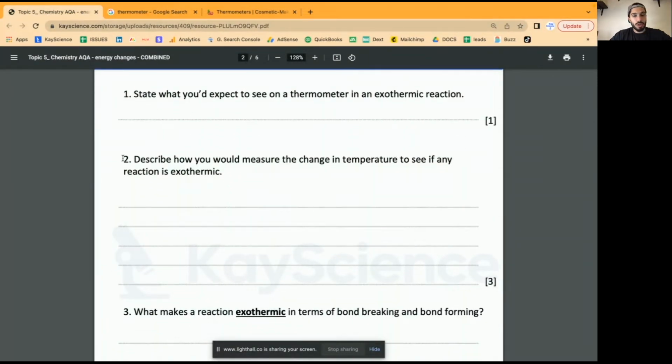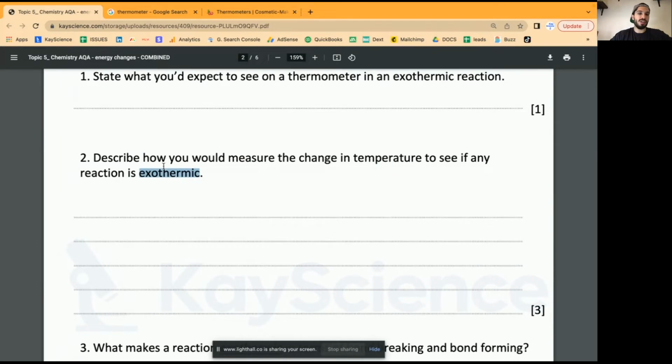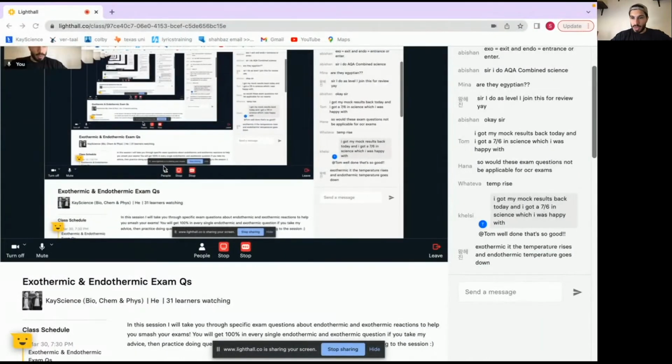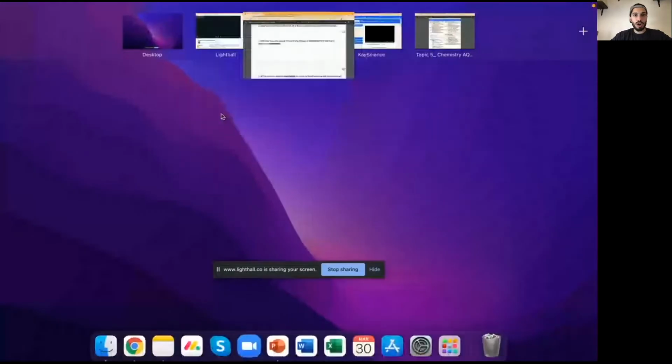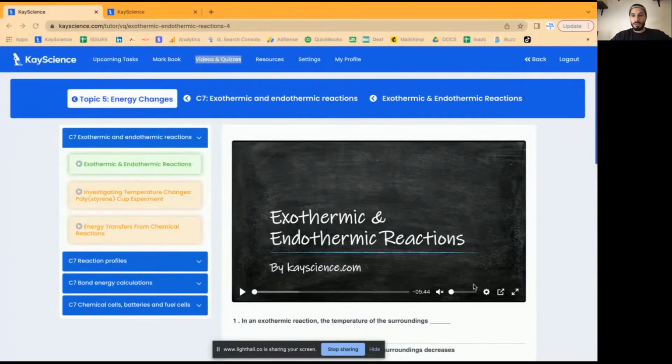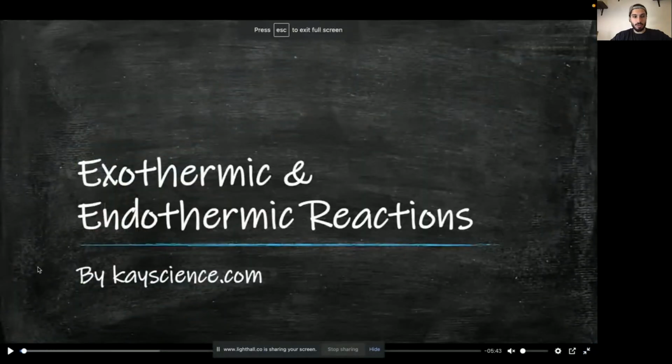Now, question two: describe how you would measure the change in temperature to see if any reaction is exothermic. Well, before we continue, we need to make sure we know what an exothermic reaction is and what an endothermic reaction is. And there are so many misconceptions. Well done. That is correct as a basic level. But we're going to learn about it to a much higher level. So let's see what an exothermic and endothermic reaction is. I want to teach you the science a little bit.